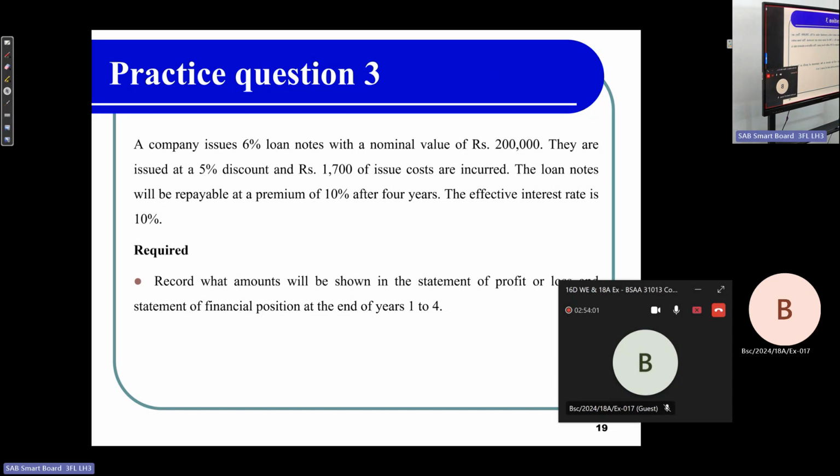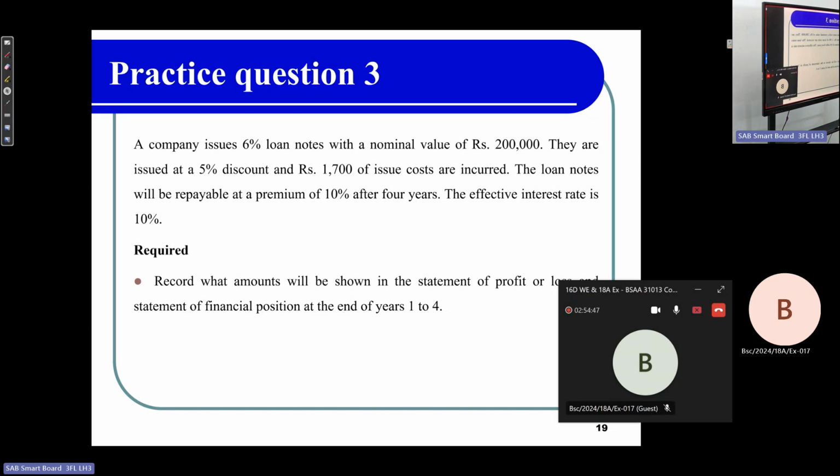It was said that the effective interest rate is 10%. That 10% should be applied to what value? There are two figures, 190,000 and 1,700. What is the amount that you have collected from this instrument effectively? 188,300. That is the effective cash flow.